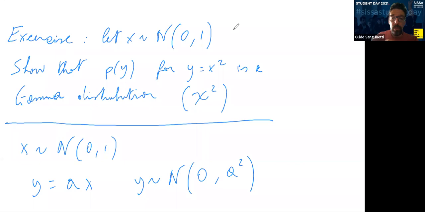So this is a very simple consequence. If you wish to use the change of variable formula, you have to replace X with Y divided by A, and so the density would become e to the minus y squared divided by A squared, but you also have to have a square root of A squared in front of it, which is the derivative part. Yeah?